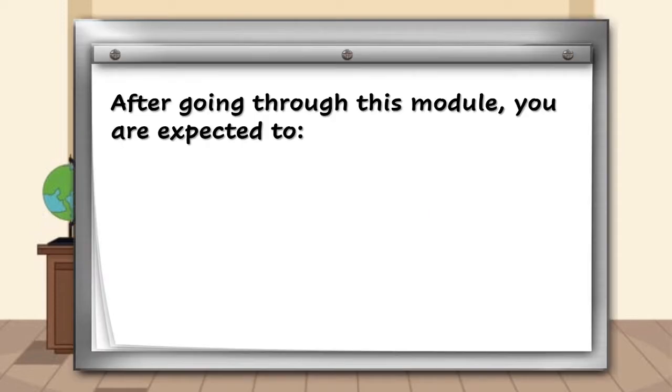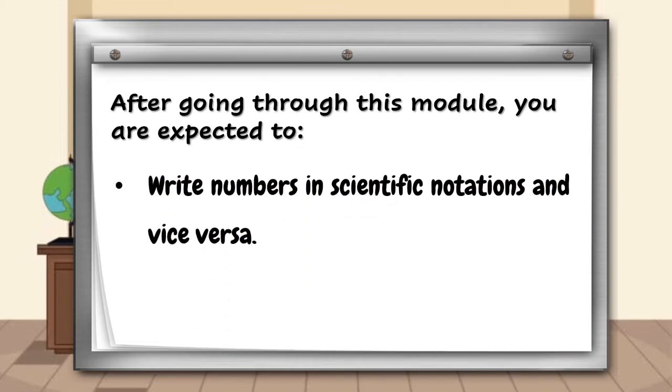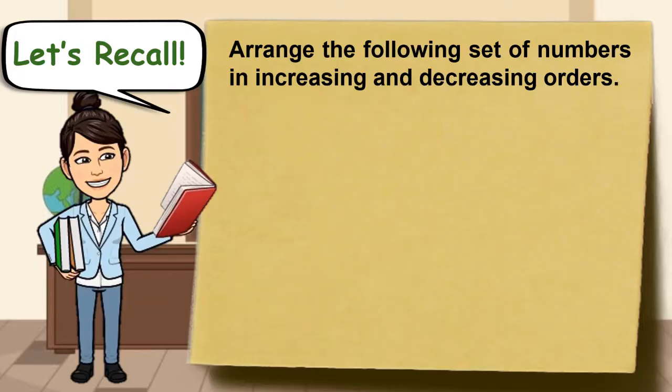After going through this module, you are expected to write numbers in scientific notations and vice versa. Previously, you have learned how to arrange numbers in increasing and decreasing orders. Now, let us check your prior knowledge about it. Arrange the following set of numbers in increasing and decreasing orders.